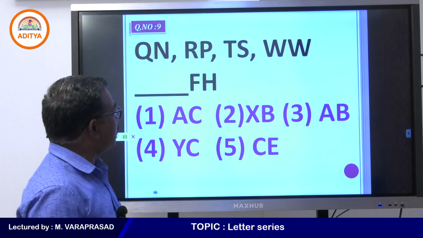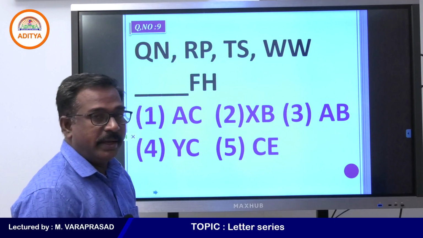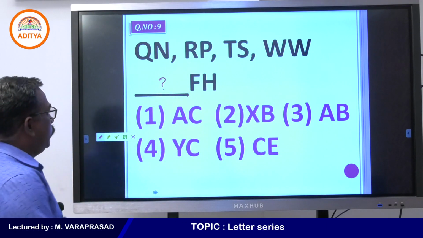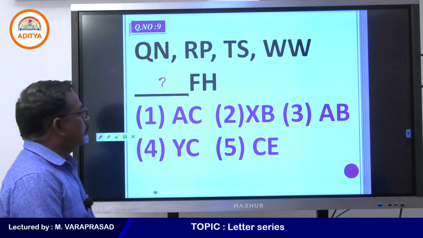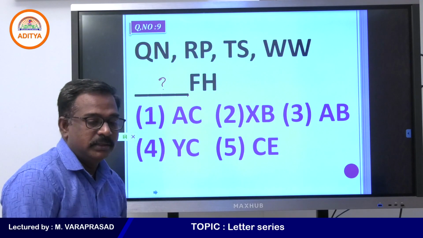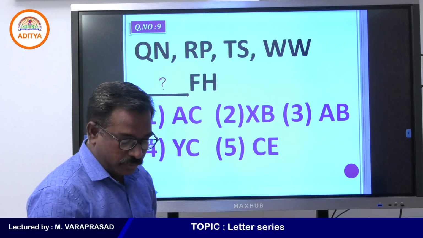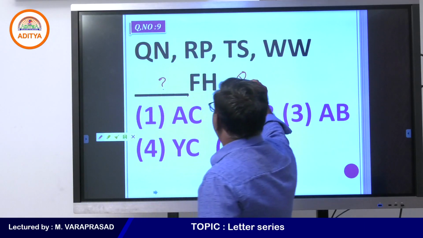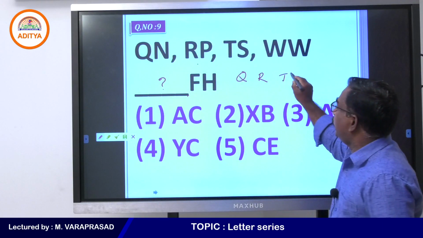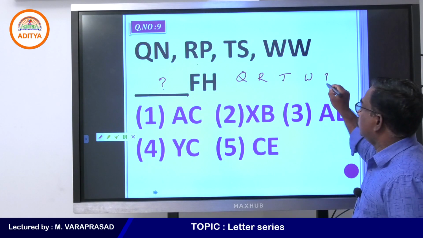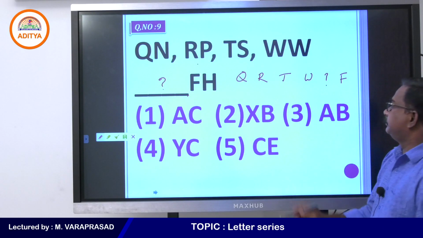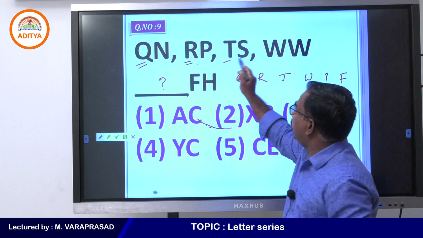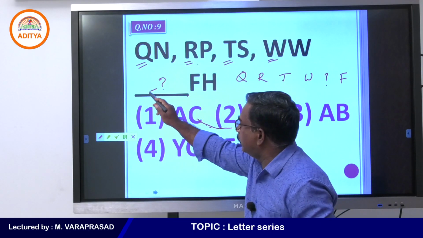QN, RP, TS, WW, dash, FH. What will be there in the place of the question mark? QN, RP, TS, WW, question mark and FH. So what is there in the place of the question mark? If you take the first letters here, this is Q, R, T, W, question mark and F is given. I am taking only the first letters Q, R, T, W, question mark means one letter you will get here, and F.